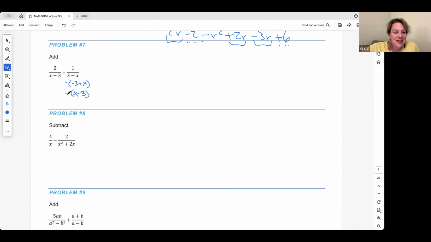And instead of having this negative in the denominator, we can just make it subtracting. So let's rewrite our problem as 2 over x minus 3, and then taking this negative to go on that whole fraction. So minus 1 over x minus 3. Now we have a common denominator, and we're just subtracting 2 minus 1, which is 1. So the answer to number 7 is 1 over x minus 3, and you're done.